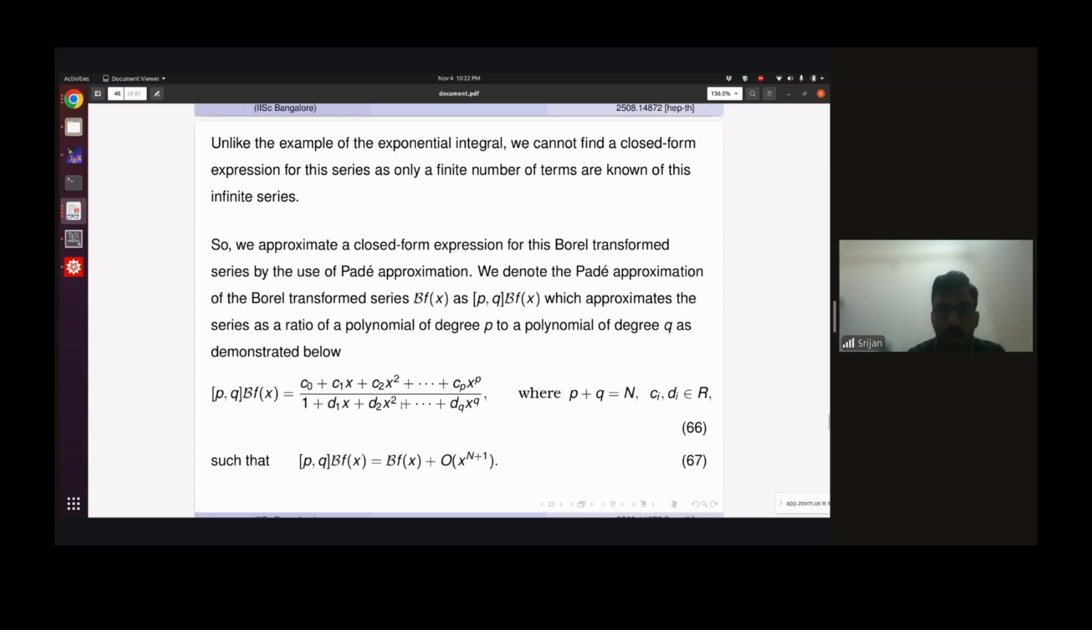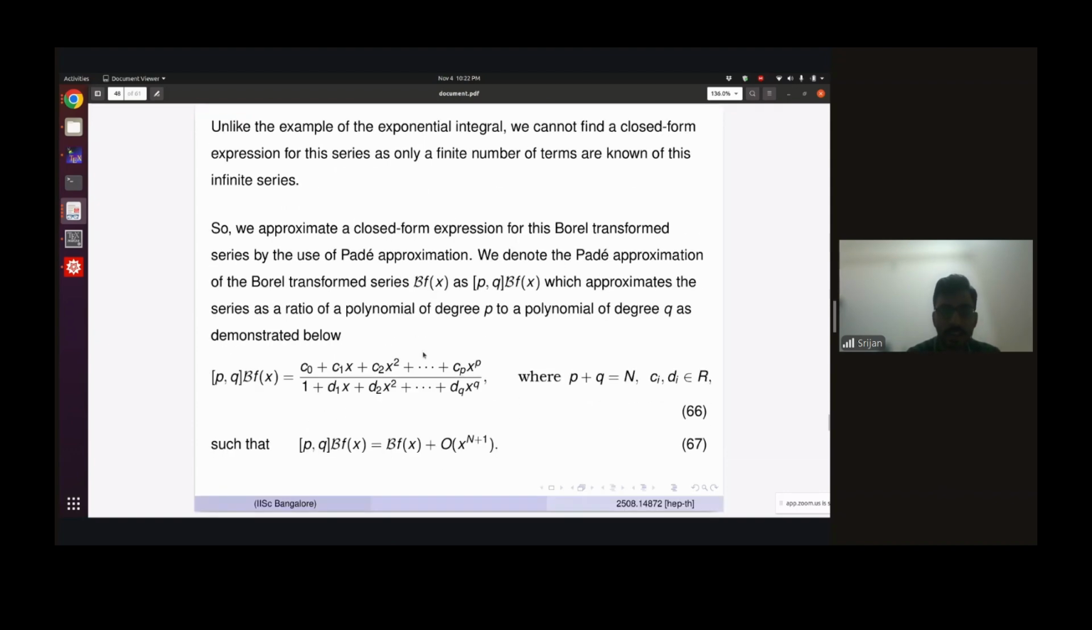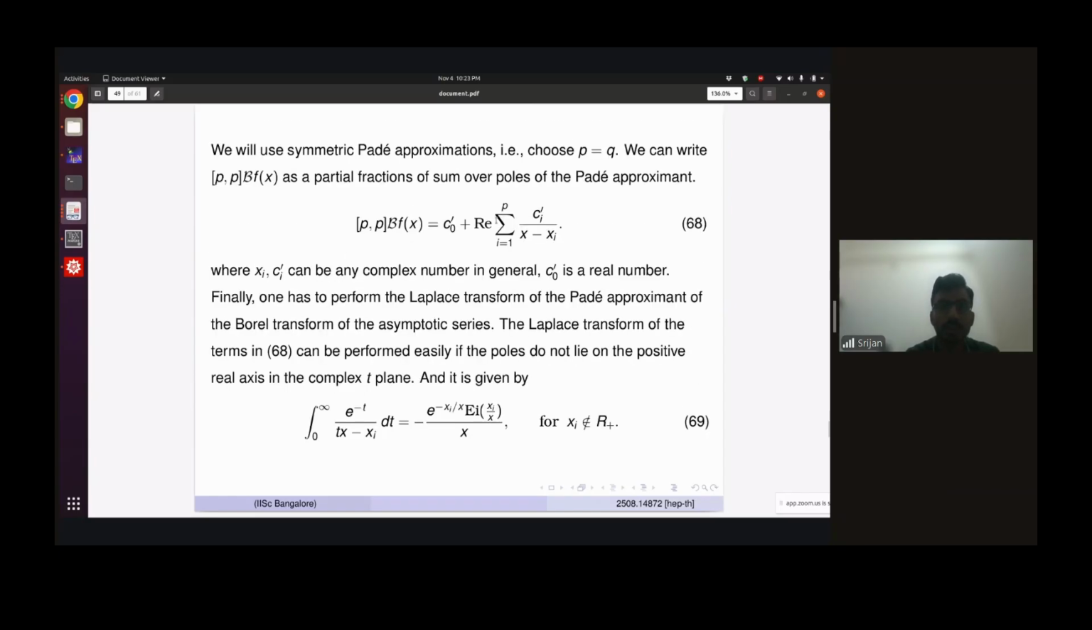And a q of degree q polynomial, and where p plus q is n, and then such that this Padé approximation of this Borel transform should be equal to the Borel transform up to orders of x to the power n plus 1. Okay, so then you can just rewrite this polynomial structure into these partial fractions, where this xi and ci can be any complex number, and c0 prime is a real number.